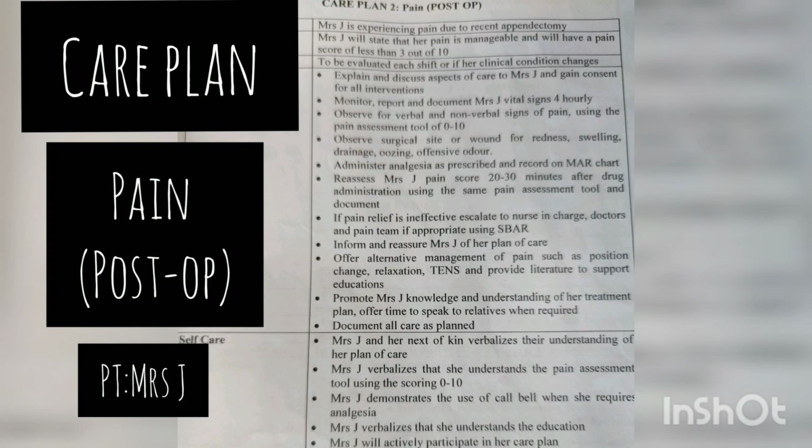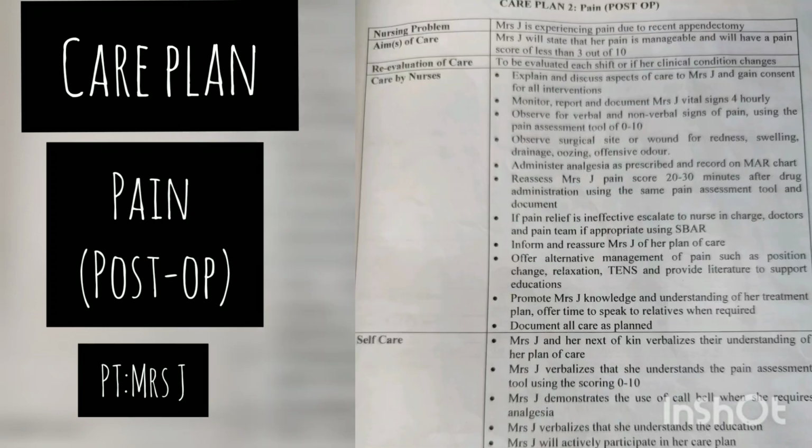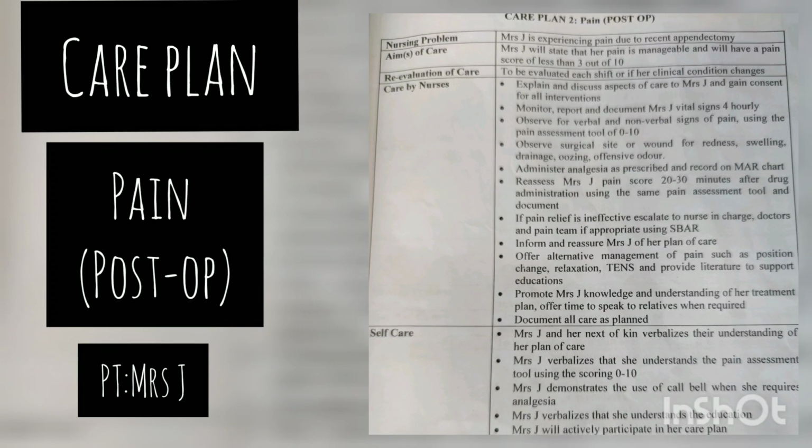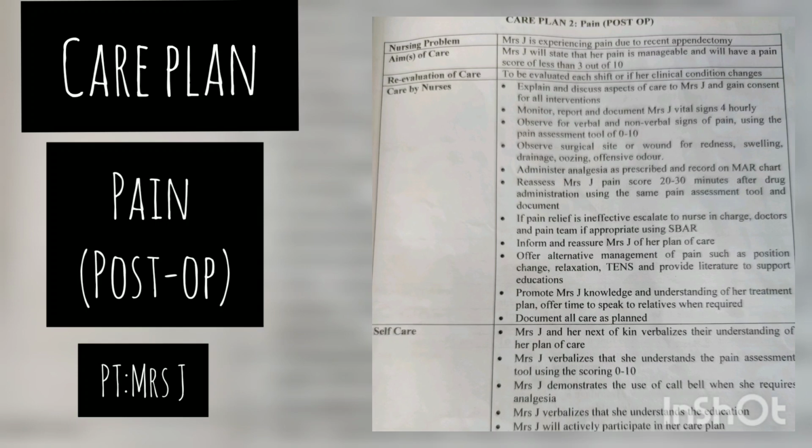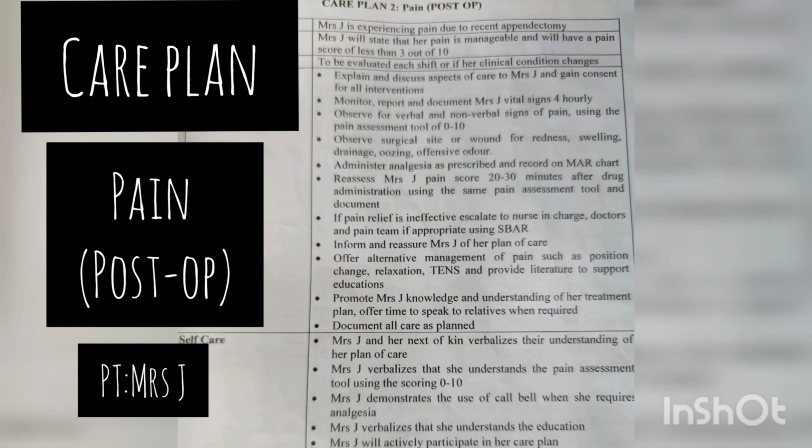Care by nurses. Explain and discuss aspects of care to Mrs. J and gain consent for all interventions. Monitor, report and document Mrs. J's vital signs hourly. Observe for verbal and non-verbal signs of pain using the pain assessment tool 0 to 10. Observe surgical sites or wound for redness, swelling, drainage, oozing, offensive odor. Administer analgesia as prescribed and record on the pain assessment chart. Reassess Mrs. J's pain score 20 to 30 minutes after drug administration using the same pain assessment tool and document.